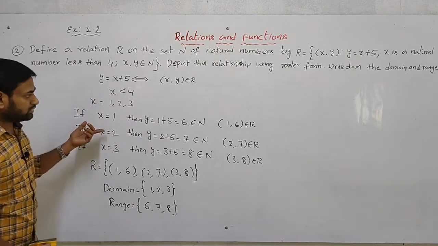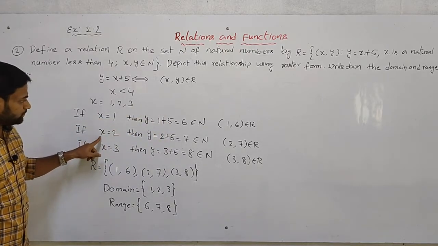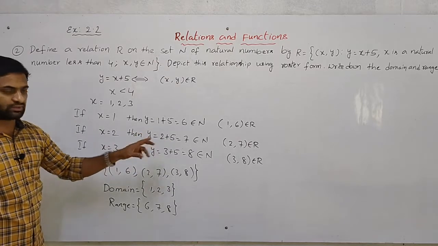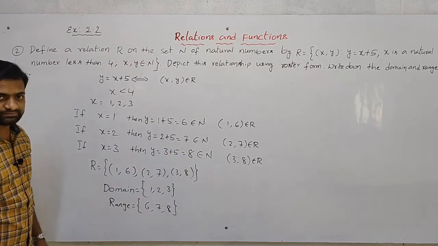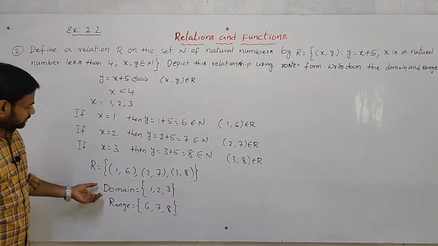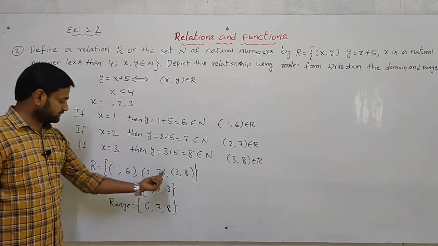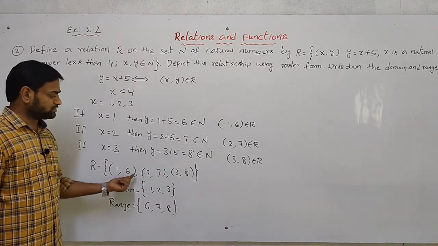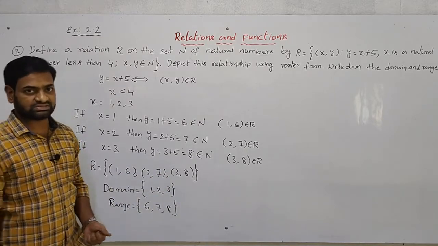Now take x equal to 1. Y is 6. 1 comma 6. X equal to 2, y value 7. 2 comma 7. X equal to 3, y value 8. 3 comma 8. Now this is the roster form. Now domain is the set of first elements 1, 2, 3. Range means the set of second elements 6, 7, 8. That is the problem.